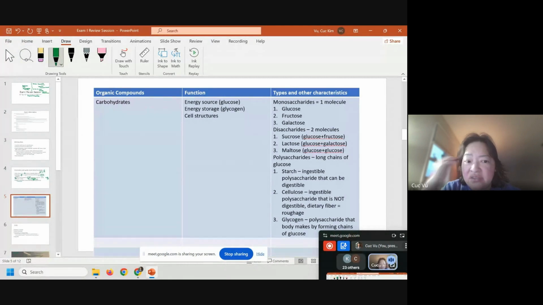A good idea is to make charts. You already had to do one, but see if you can do one from scratch. Make a chart for carbohydrates. What are their functions? What are the types and characteristics? Mono means one, and glucose, fructose, and galactose are examples of monosaccharides.